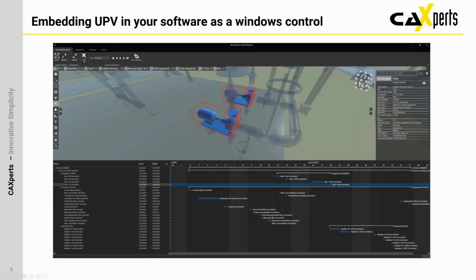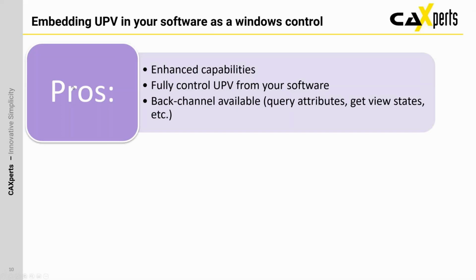Okay, let's close this. And so advantages, you have really enhanced capabilities. So you can fully control UPV from your software. You see, I didn't even press any button inside UPV. Everything was driven by the Windows software. And there is a back channel available. So I can query attributes from the selected elements. I can get the current view, etc. So all this is possible by directly integrating UPV into Windows software.